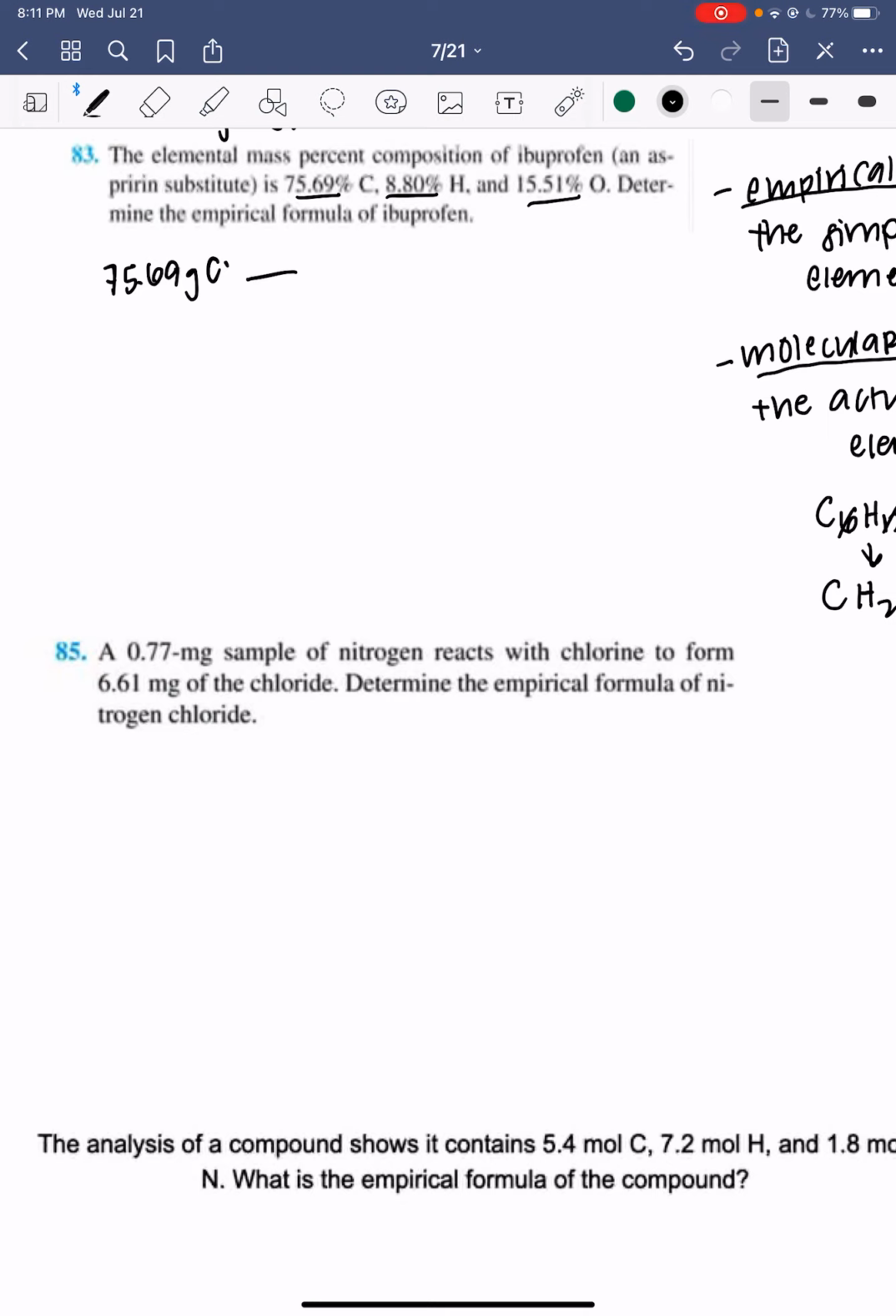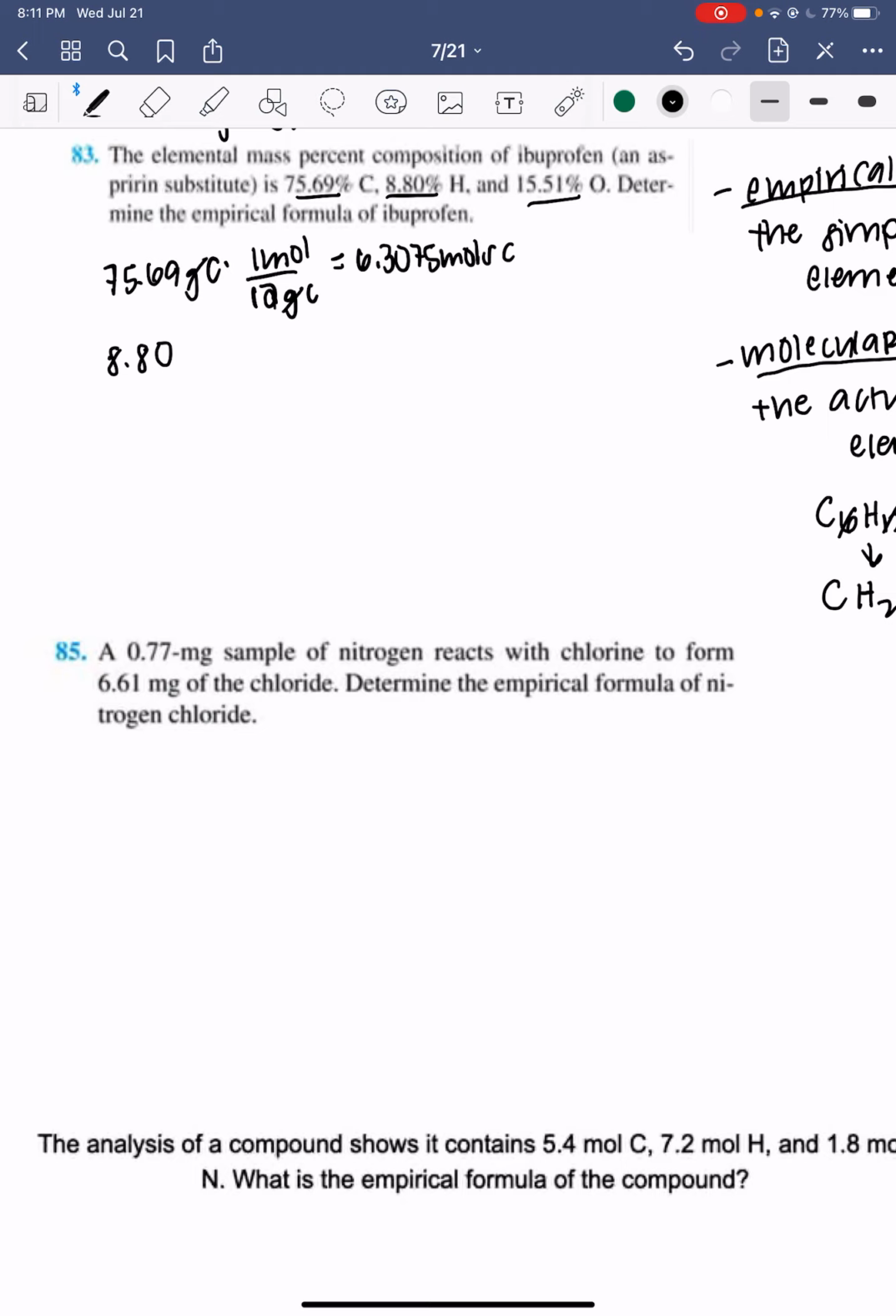And we know that if we look at the periodic table, there's 12 grams of carbon per every 1 mole. Awesome. Now we are already in moles of carbon. Easy, right? And this should be 6.3075 moles of carbon. If you're quick at converting from grams to moles, then this is going to be pretty simple for you. Let's go to hydrogen next.